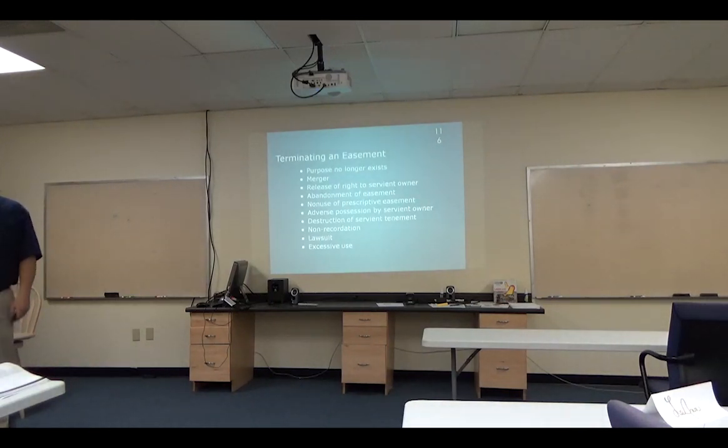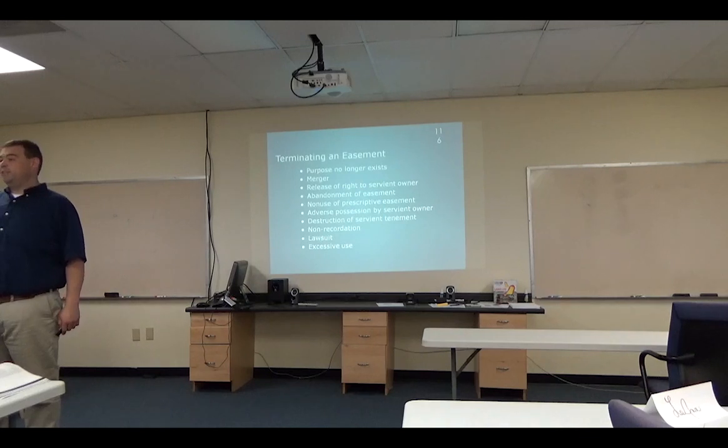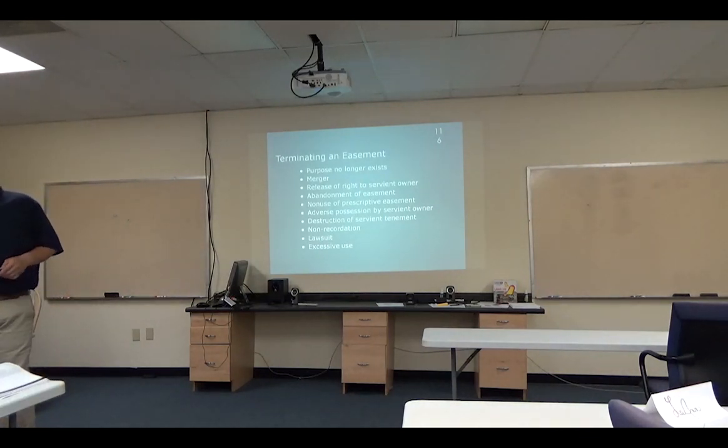You don't have to really remember the ways to terminate an easement. One of the ones I would pay attention to, though, is merger. When you have appurtenant easements, remember they're two side-by-side properties, right? Well, you can't have an easement over yourself, so to speak. So if the same party ends up owning both properties, the easement goes away.